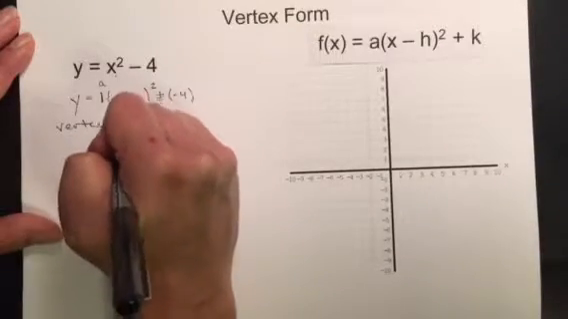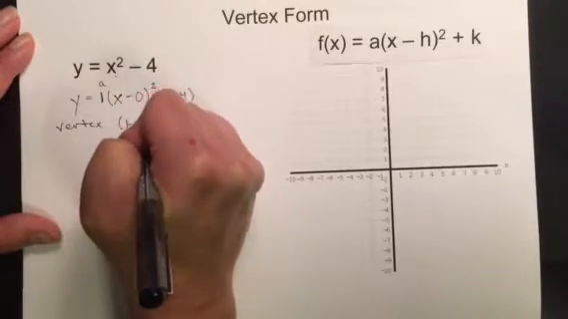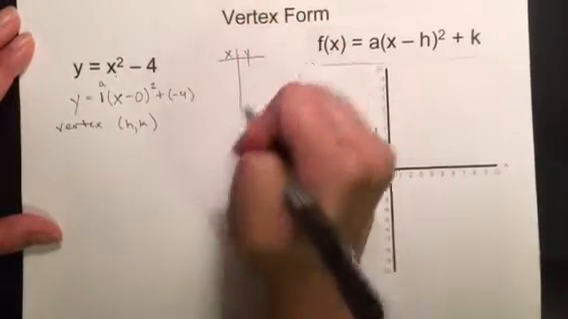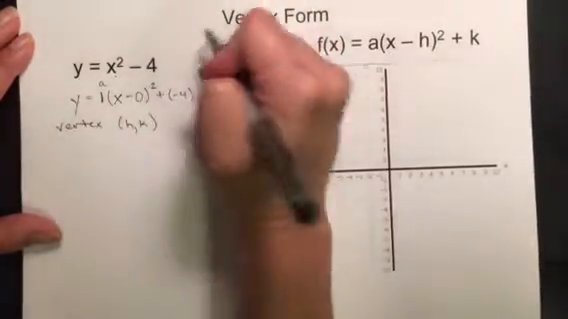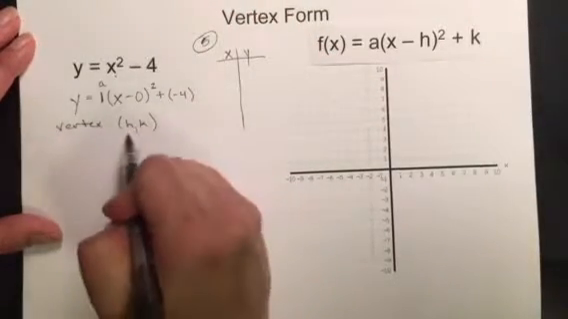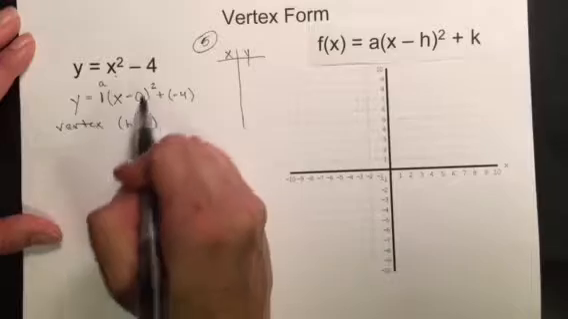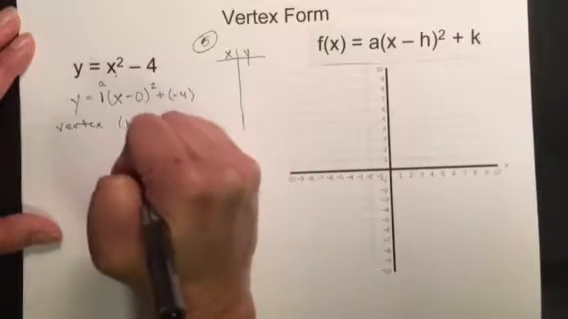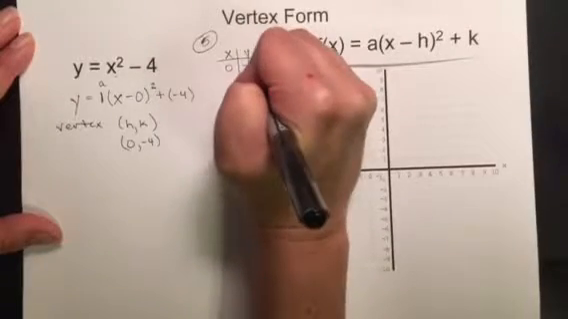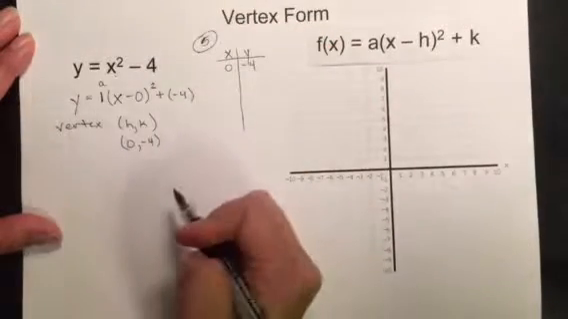All right? Now, I know that my vertex is at (h, k). I'm also going to make a table with points up here to keep track of how many points I have. I need to have at least 5 points before I graph. So the vertex is at (h, k). Well, h is 0 and k is -4. So my first point is (0, -4).